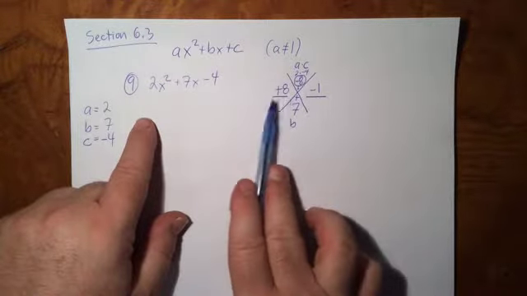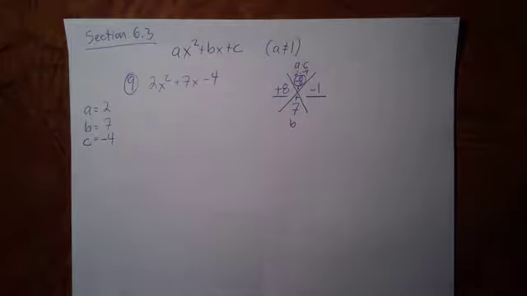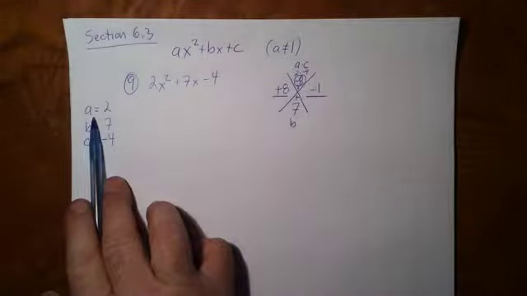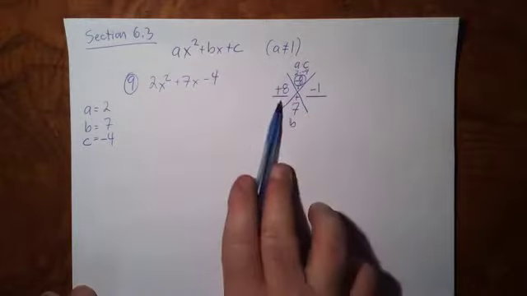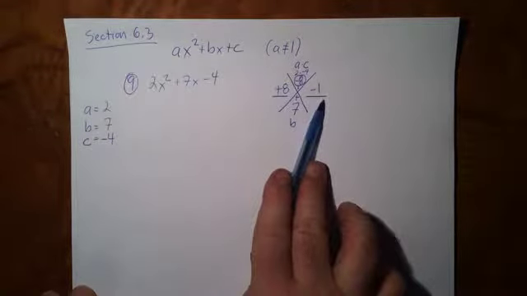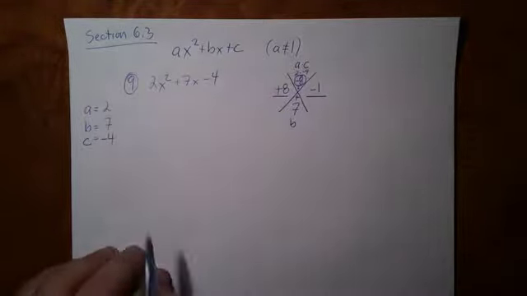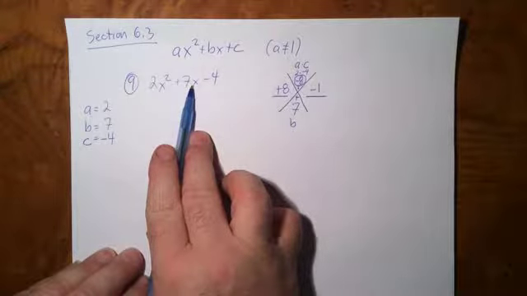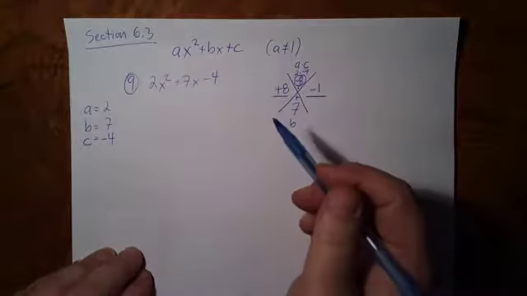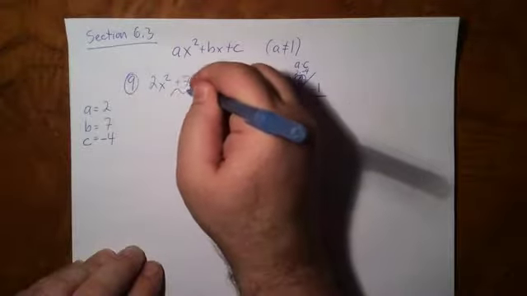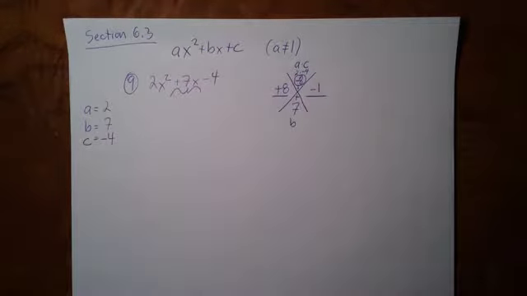We need to use these two numbers for something different in this process now. Let me say this again, because this is a really key idea. Because the a coefficient is not equal to 1, we need to do something different with this pair of numbers. What I'm going to do is take the middle term, plus 7x, and rewrite it a little bit.